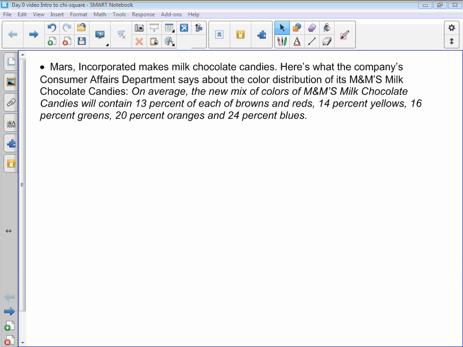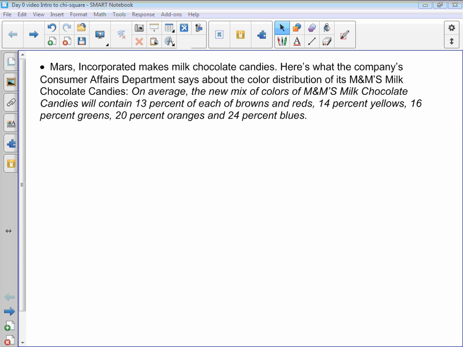Hey everybody, today we're going to be working on the intro to the next chapter. So we're going to run through a thought exercise as we introduce the idea of chi-square, what chi-square means, and how we use it.